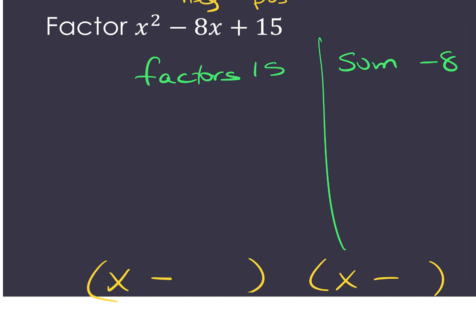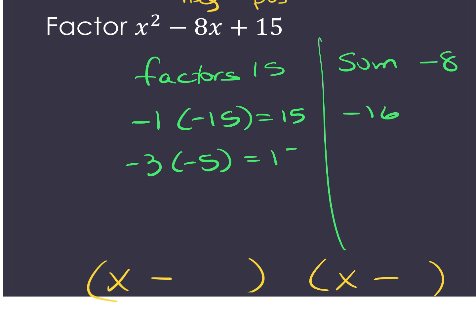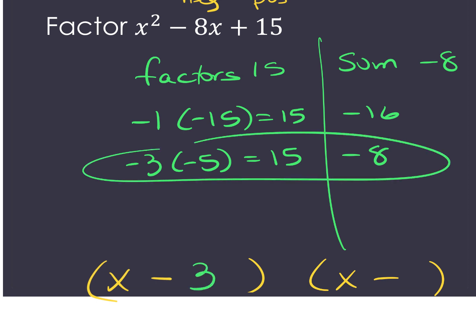So my factors of 15: a negative 1 times a negative 15, because I need to make it equal positive 15. But when I add those, I get negative 16. Not the sum I'm looking for. So let's try. 2 won't work, but 3 will. Negative 3 times negative 5 gives me positive 15, and when I add it, it's the negative 8 I'm looking for. So the factors I put in here are going to be a negative 3 and a negative 5. And again, you can FOIL it and make sure it goes back.